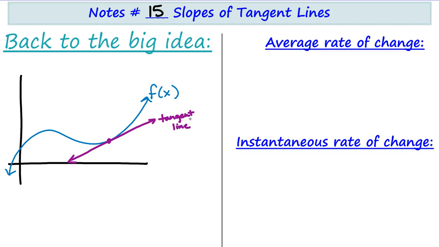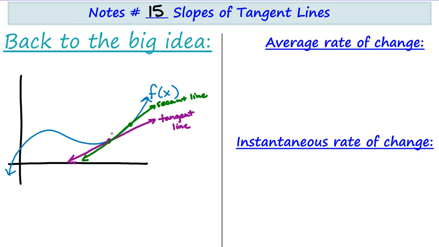So instead, what we do is we find a second point on the curve. We find the slope of the secant line, which is the line that connects both points. And we use that slope to approximate the slope of the tangent line. And the closer those 2 points are together, the better the approximation for the slope of the tangent line.